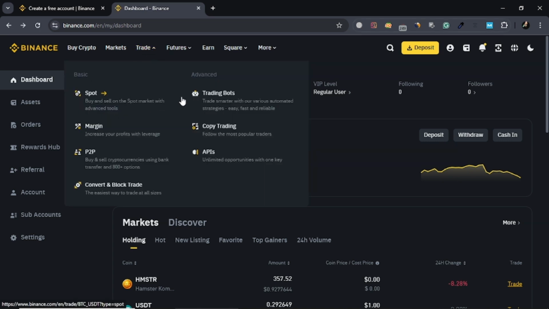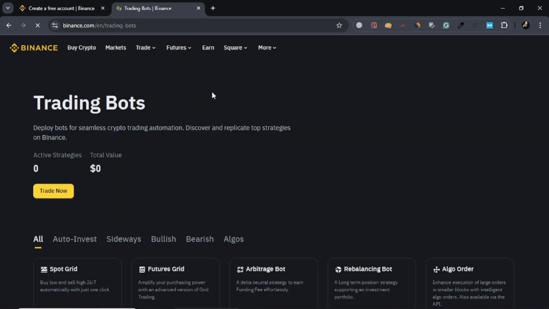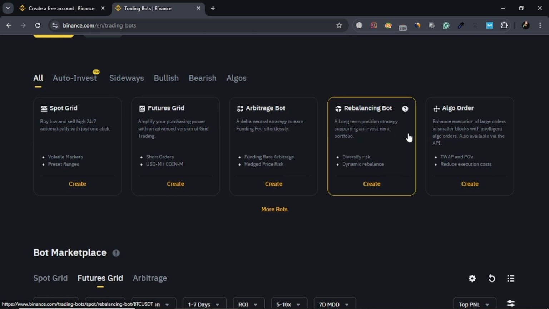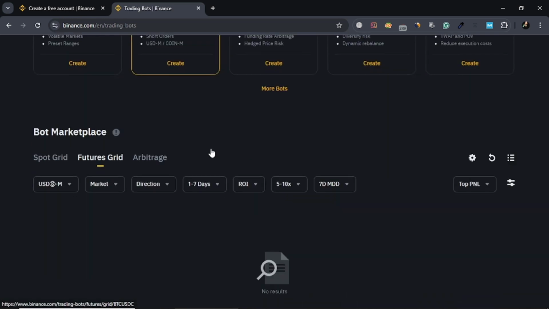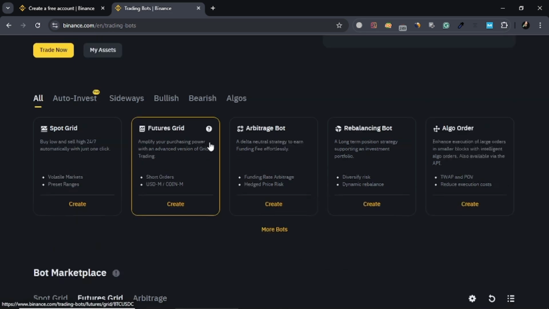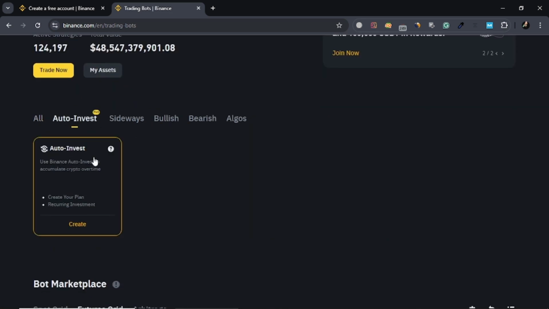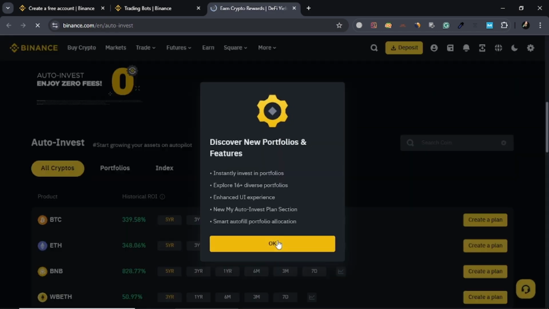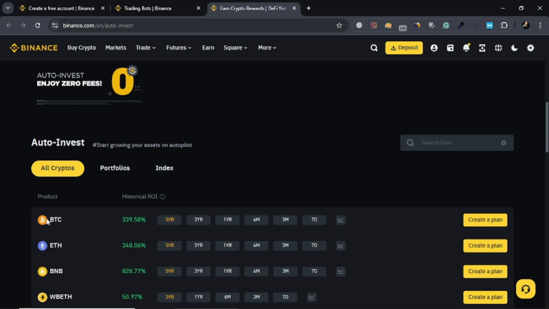Follow along carefully. Go to the Trade section in Binance and click on Trading Bots. You'll see a list of available trading bots. Select Auto Invest. This bot is popular because of its simplicity and power. Once you're on the Auto Invest page, scroll down and focus on BTC, Bitcoin. This is one of the safest cryptocurrencies to invest in. Avoid weak altcoins and prioritize BTC for more stable returns.